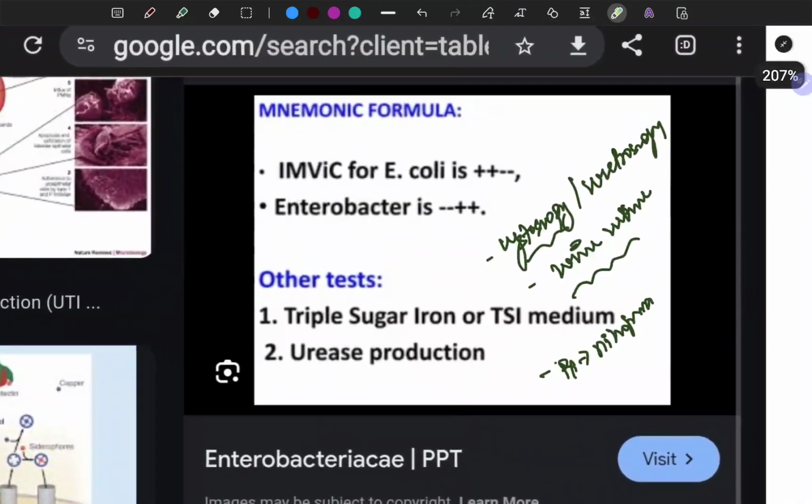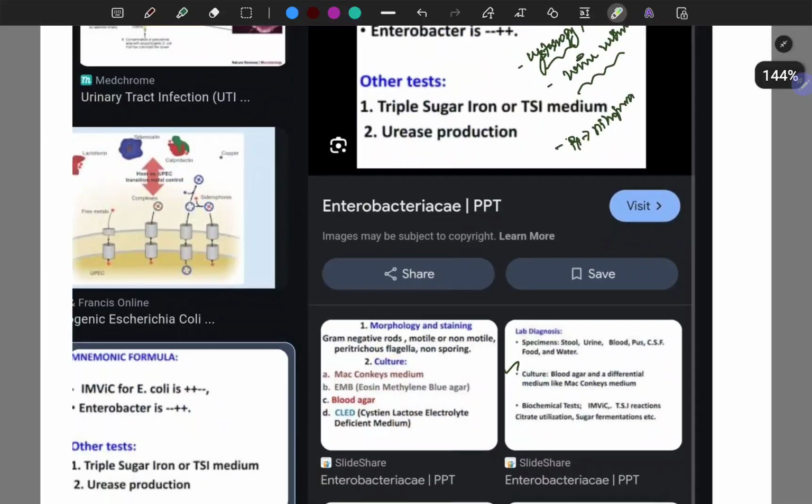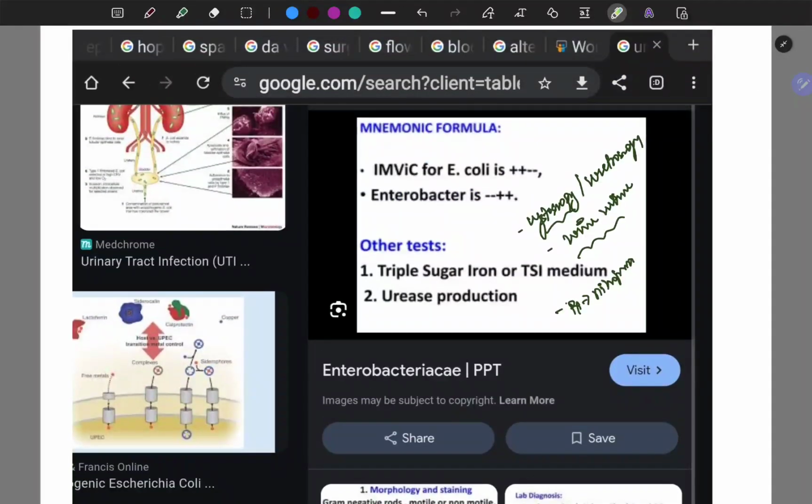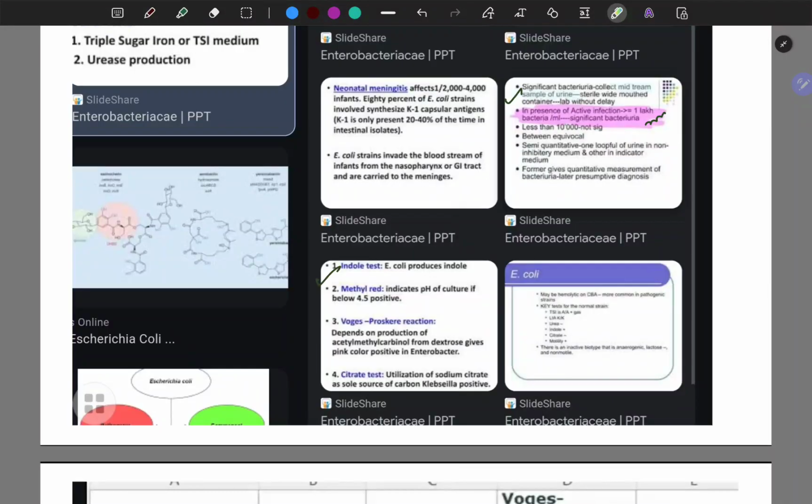So this is a very important mnemonic. For anything they ask about Enterobacteriaceae, remember this point, E. coli, it's called the IMViC test. I am giving 5 points for each question. The IMViC test is indole, methyl red, Voges-Proskauer and citrate test.